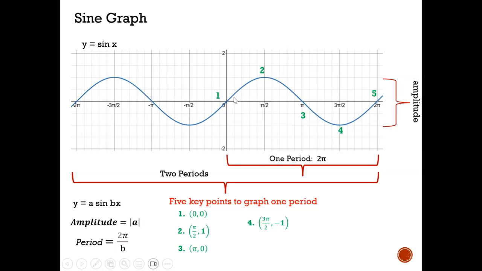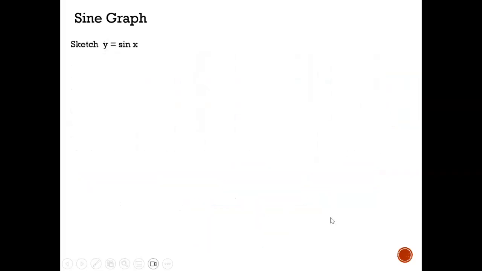Then to graph 2 periods, it goes in the same motion. It's going to go down first, so it's going to be negative pi over 2, negative 1, and then negative pi, 0, and then negative 3 pi over 2, 1, and finally negative 2 pi, 0. So this is your pattern. It goes like that, and that's your sine wave. Okay, so let's graph it, guys. Let's see why and how we graph the sine wave, which was on the previous slide.